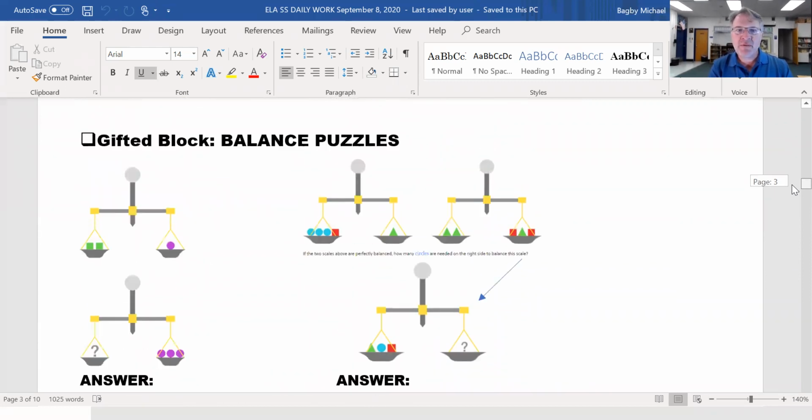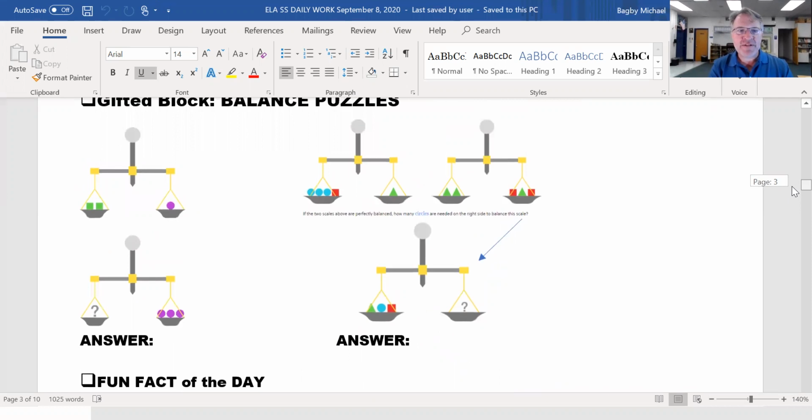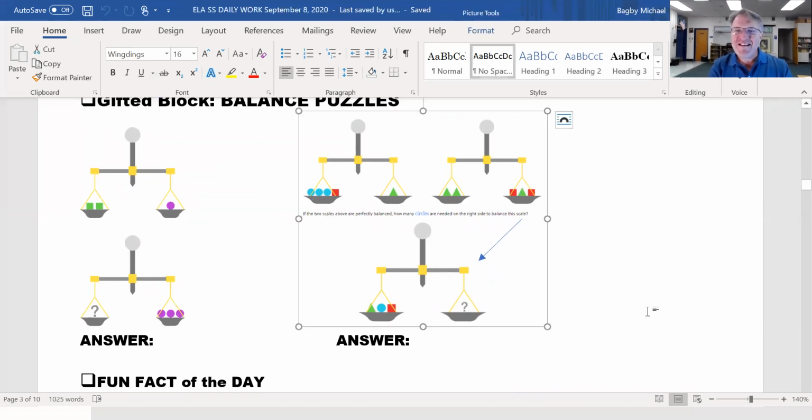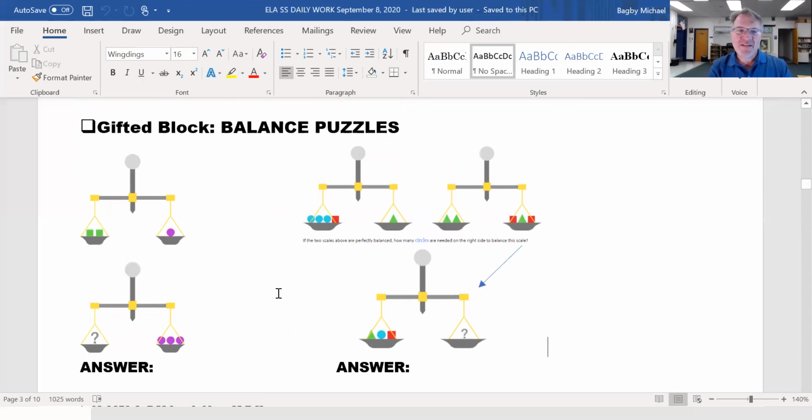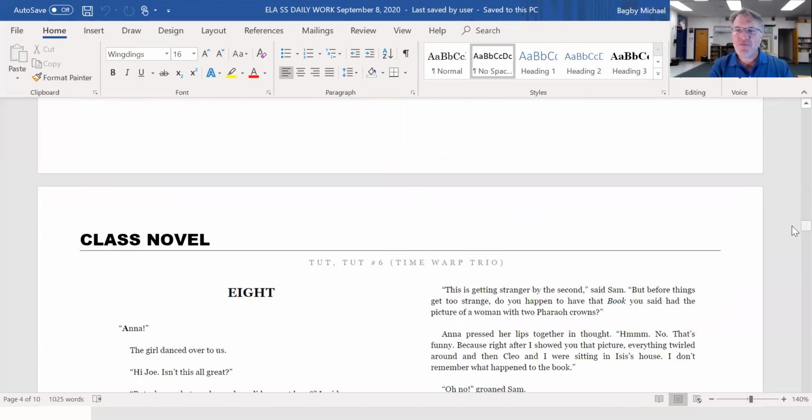Got two gifted block puzzles today about balance. If this equals this, then how many green squares would go there? And this one's tricky. You got this equals this equals this. So if you have one of these, and one of these, what would go there to balance it out? Easy? No, but give it a whirl. It's a gifted block puzzle for a reason, because it's not easy. This one's easier, but this one isn't. You're gonna have to think about it.